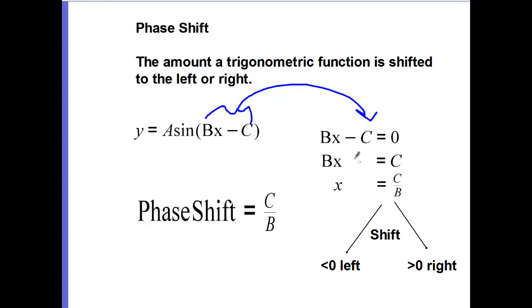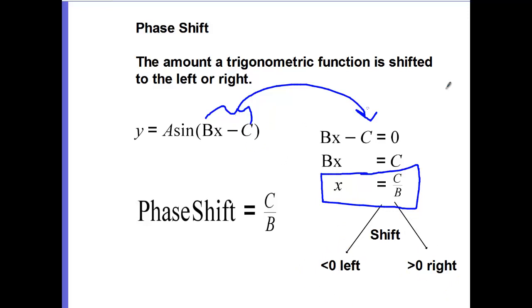Well, if bx minus c equals 0, move the c to the other side by addition. You're going to get bx equals c, divide by b, so you get x equals c over b. And that tells you what the shift is. That value of x is the phase shift. If it's positive, it's a shift to the right. If this phase shift is negative, it's a shift to the left.